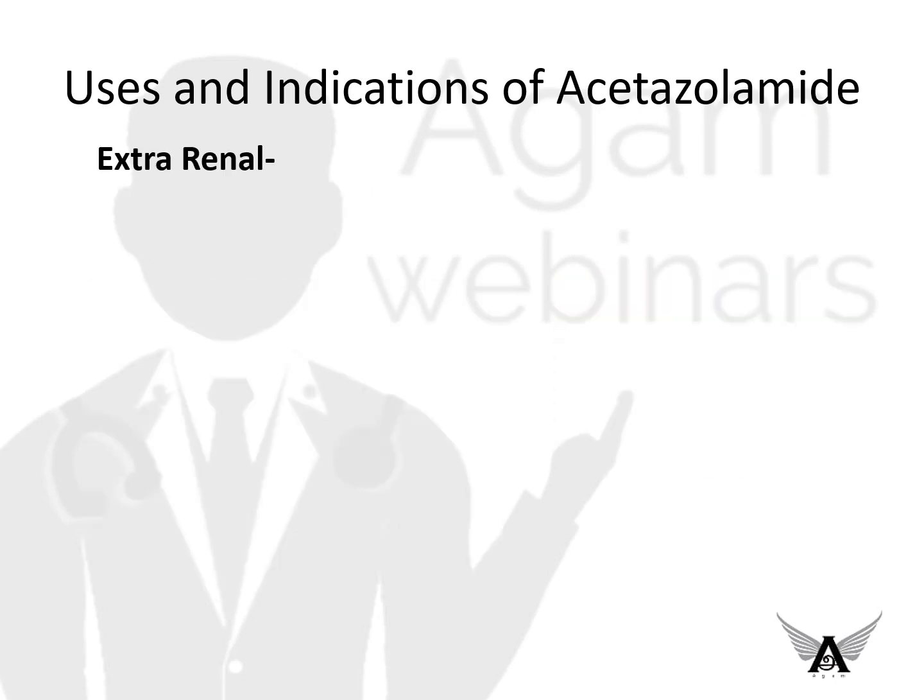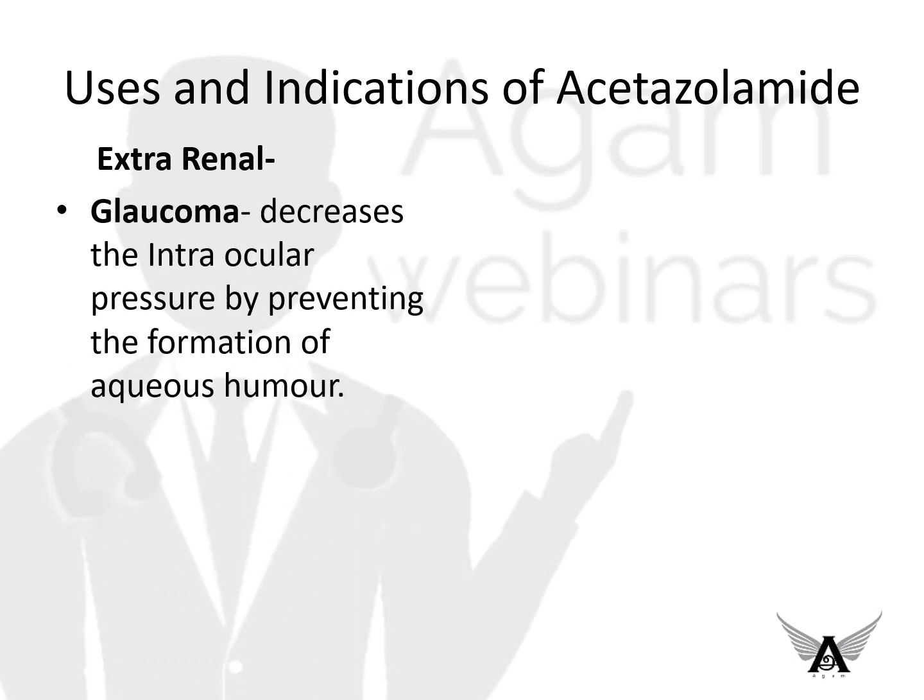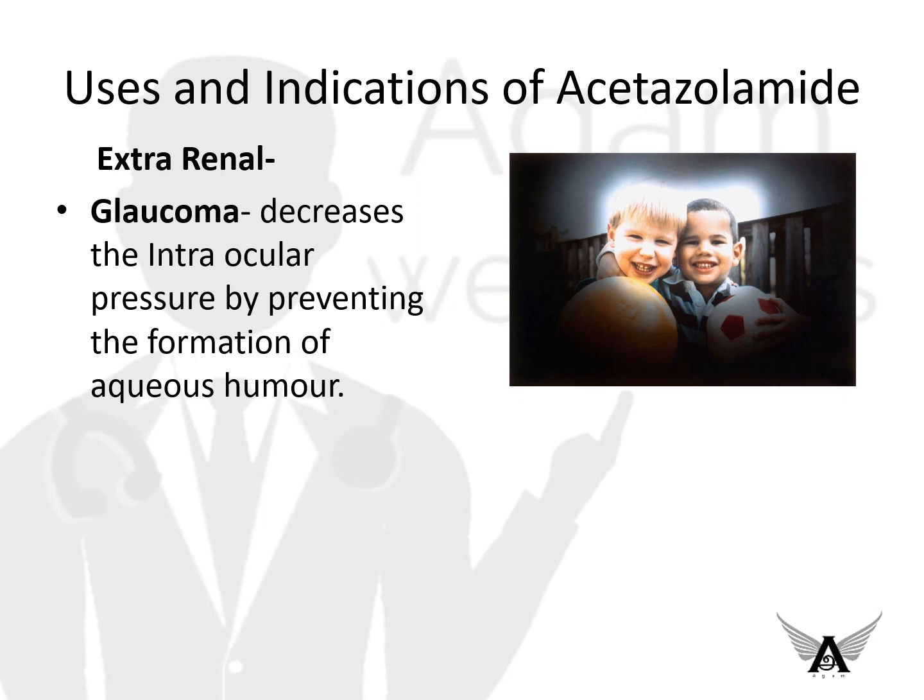The extrarenal site where acetazolamide is used is in the eye for glaucoma. It decreases the intraocular pressure by preventing the formation of aqueous humor. This is again based on the fact that there is carbonic anhydrase enzyme present in the eye, which is responsible for the formation of aqueous humor. Okay, so when carbonic anhydrase is inhibited, there is reduced production of aqueous humor, thus reducing the intraocular pressure in the eye.